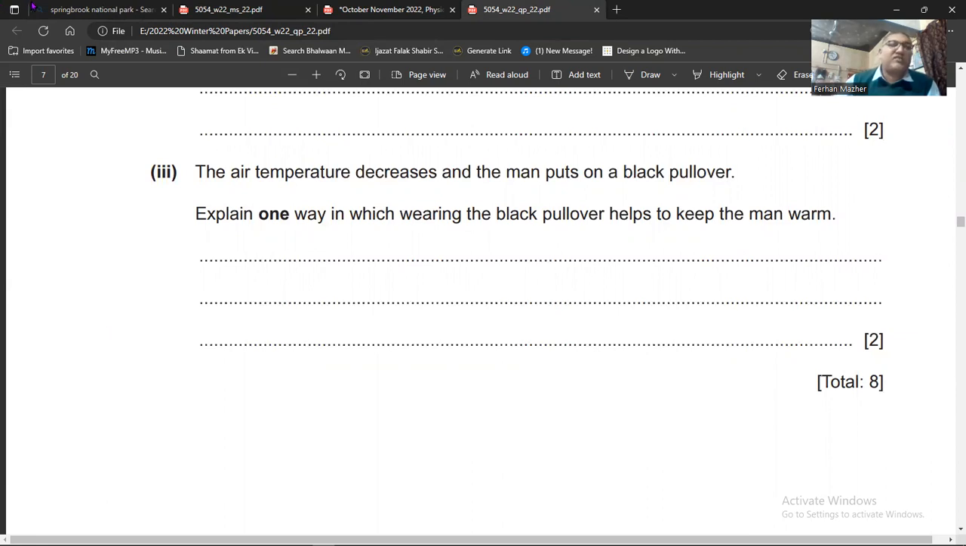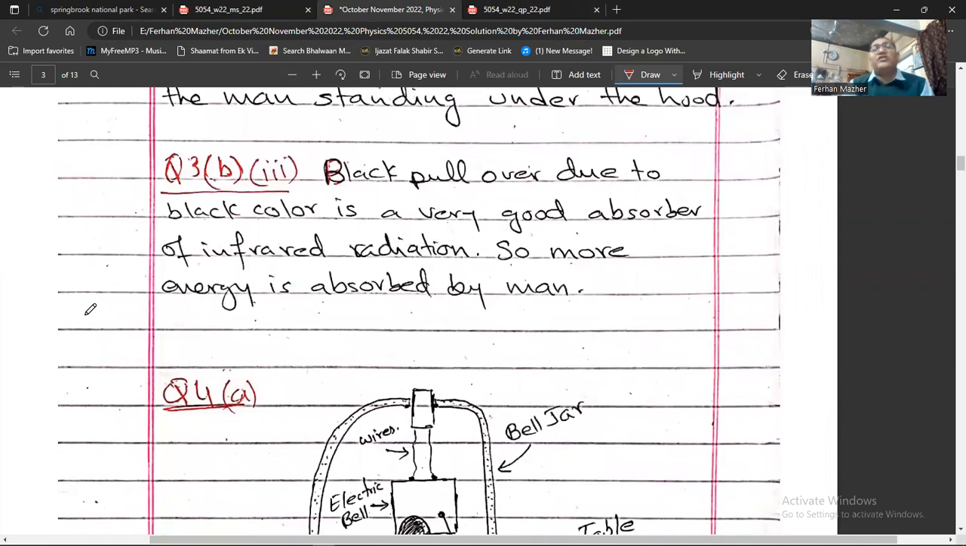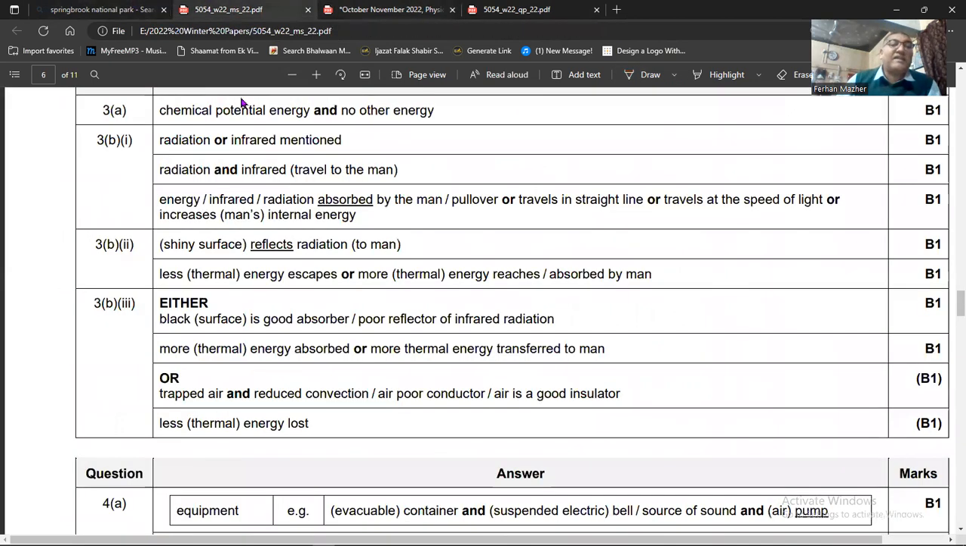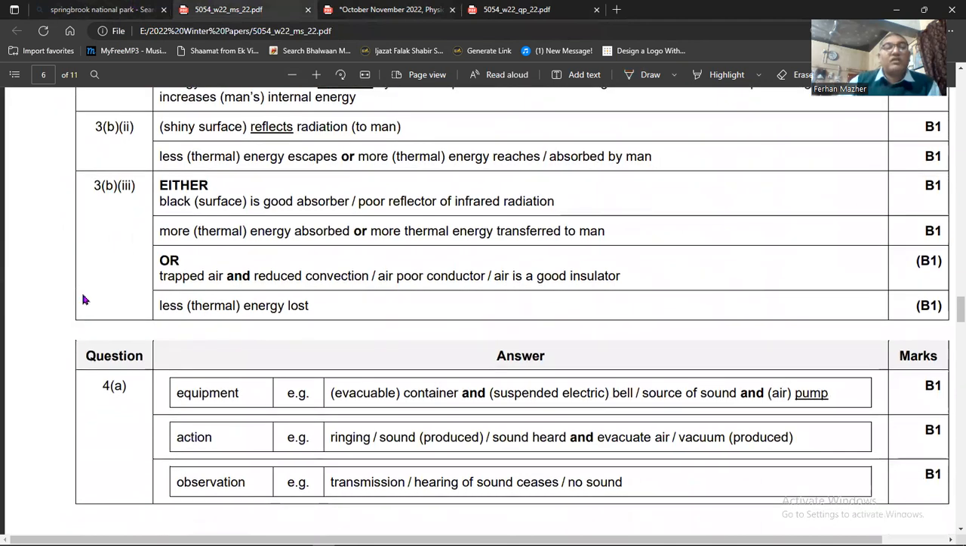You only have to write one reason. Okay, so I have written that reason. The black pullover, due to black color, is a very good absorber of infrared radiation, so more energy is absorbed by the man. Black surface is a good absorber, poor reflector of the infrared, more thermal energy absorbed or more thermal energy transferred to the man. Or the trapped air had reduced convection, air is a poor conductor, air is a good insulator, less thermal energy lost from the body of the man.